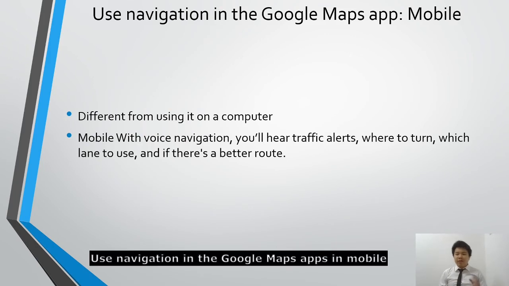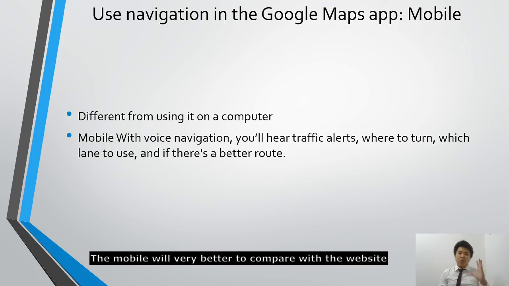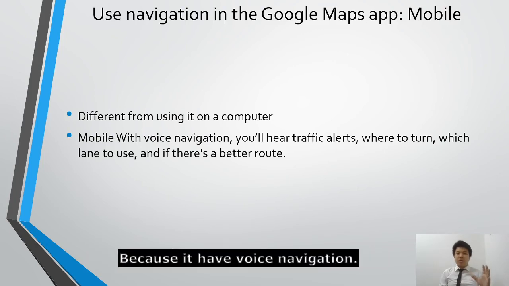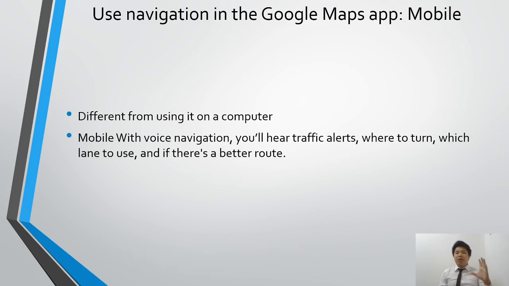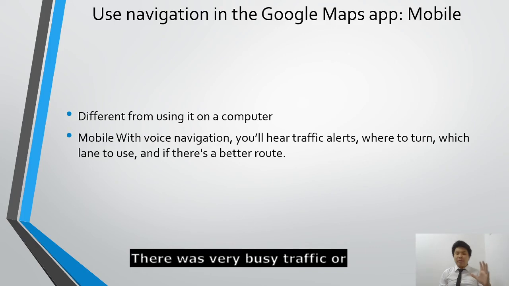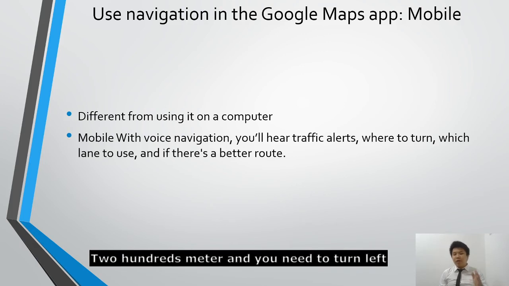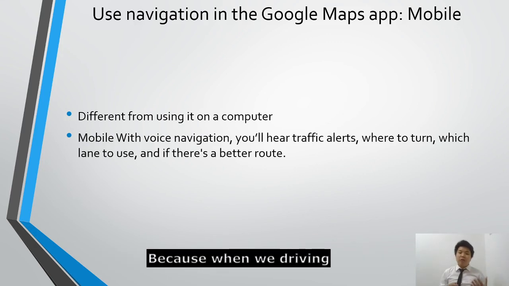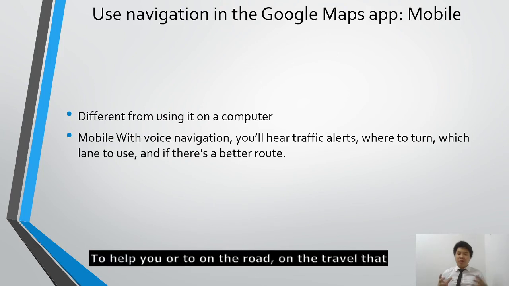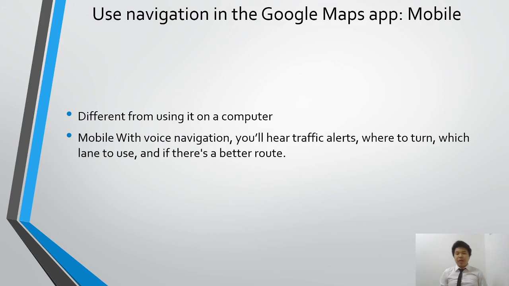Okay, now navigation in the Google Maps app on mobile. The mobile is much better compared with the website because it has voice navigation. You will hear traffic alerts, such as very busy traffic, or where to turn, like in 200 meters you need to turn left. You have mobile voice navigation because when we are driving we cannot look at the phone, so the voice navigation helps you along the route of the trip that you are having.